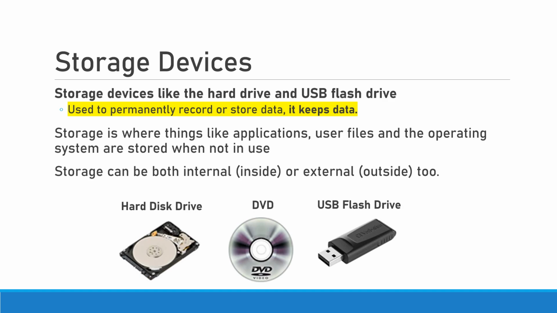Storage devices, however, are just there to record or store data. Basically, it just keeps it safe so you can use it later. Storage is where things like applications, user files, and the operating system are stored when we're not using them. Most of the time, these storage devices are inside of our case. Sometimes, though, they can be peripherals, like a USB stick or a DVD.